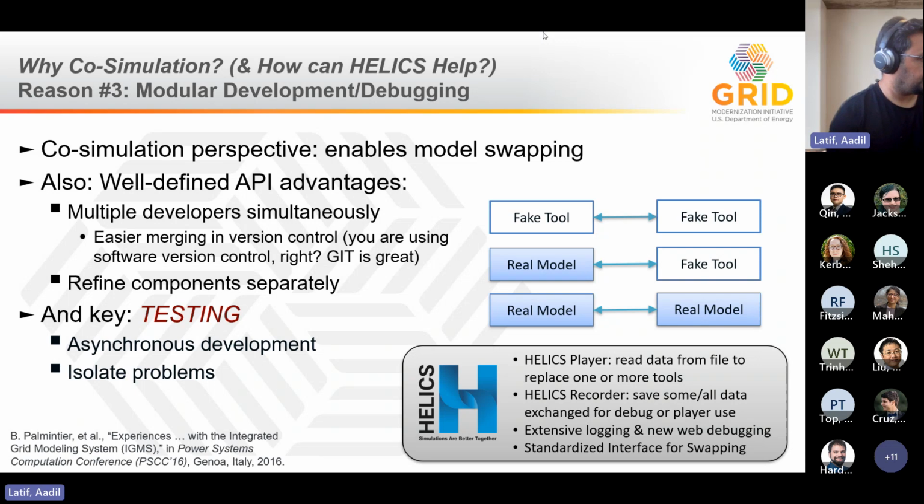So in this manner, we can isolate problems very quickly as well, right? So if there is an issue with the Helix interface for, say, this real model, once we go down this approach, we're able to isolate problems very quickly and try and figure out where any issue lies with the Helix interface, and move forward with that.